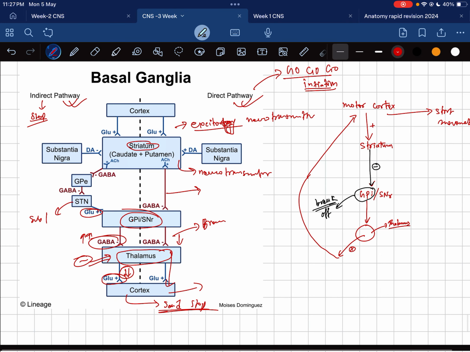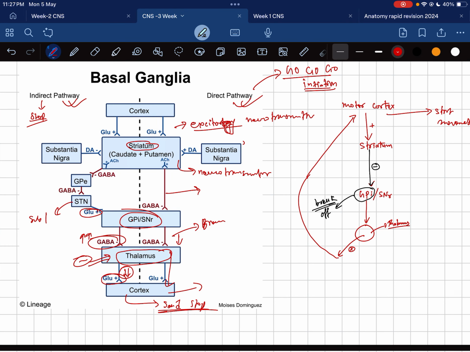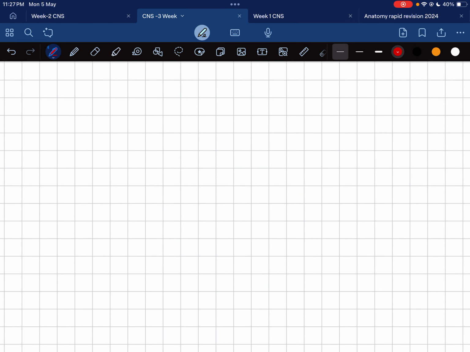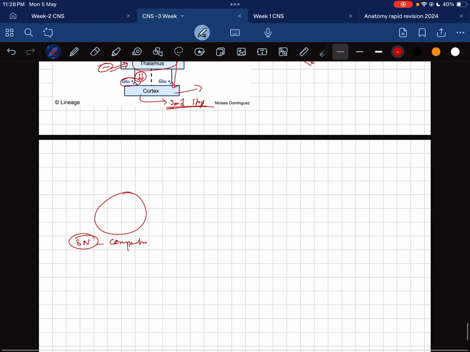And there is another, known as the substantia nigra, which has a dopaminergic part, the substantia nigra compacta, and it secretes dopamine. Dopamine is a modulator, so it stimulates this modulation. There are two receptors. I am going to draw another image. From the substantia nigra compacta, this goes in the direct and indirect pathway.